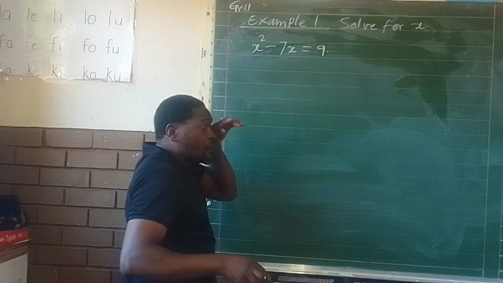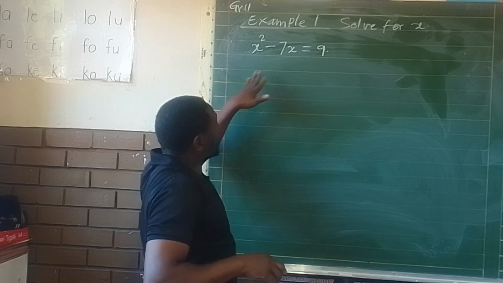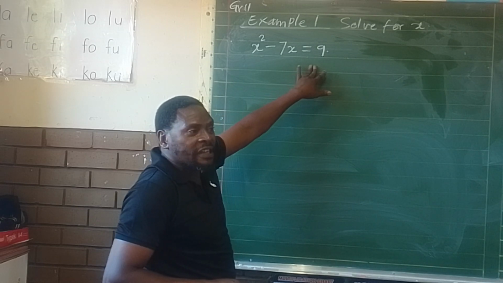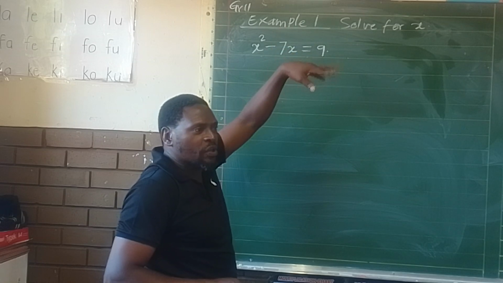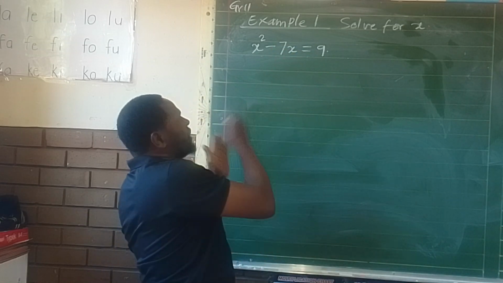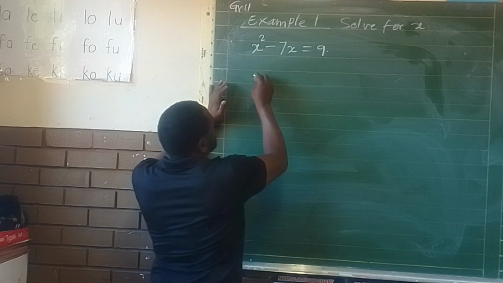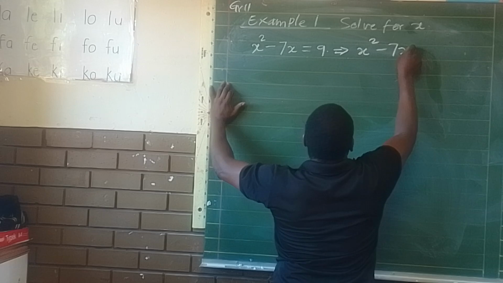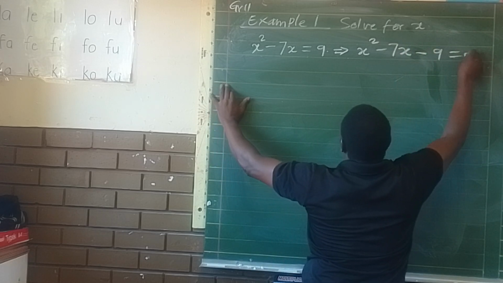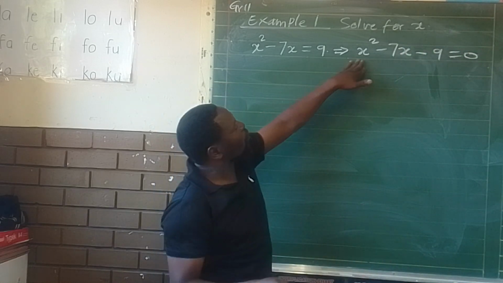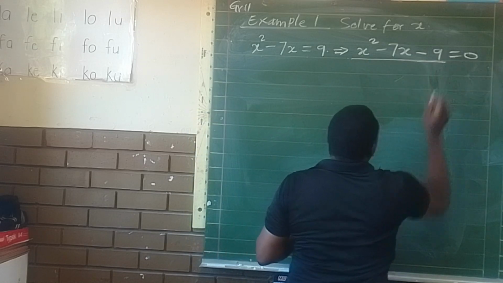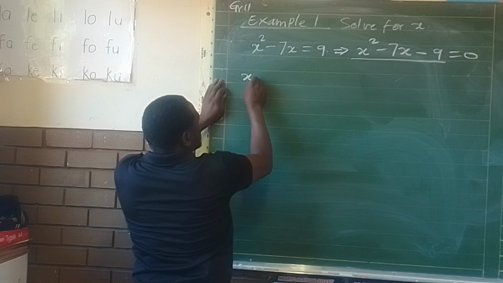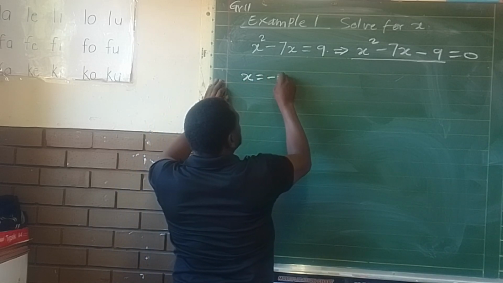When you're solving for x by using the quadratic formula, they give you this deliberately. They want to see if you can see that your c is on the other side of the equation. Bring your c to the left hand side. This is going to be x squared minus 7x minus 9 is equal to 0. Now we are going to consider this.